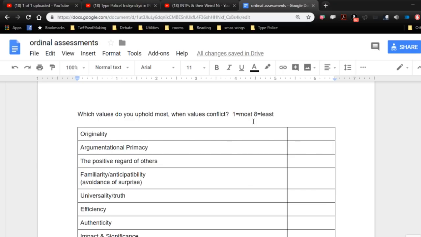Which values do you hold most when values conflict? So, if you had a choice to be either original or have the best argument, which would you choose? You're going to say, obviously, well, it depends on the context. But if you had to make a general rule to be more correct or more original, which would you prefer? If you had to pick more original or more positively regarded by others, which would you pick? If you had to pick, more argumentationally right or more successful in anticipating what's going to happen, etc. So you have to rank these 1 through 8.